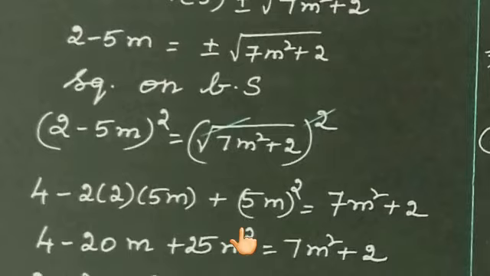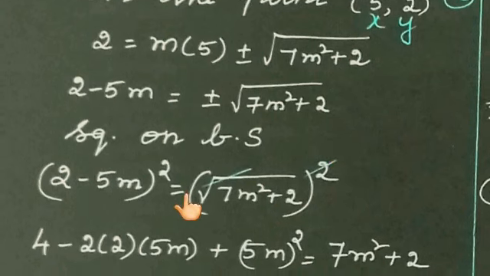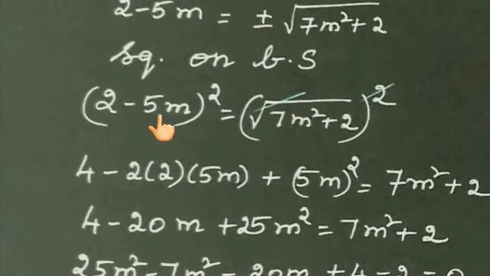Now bring this m5, that is 5m, to the left hand side. So we have 2 minus 5m is equal to plus or minus root of 7m square plus 2. To make the square root vanish, let us square on both sides. 2 minus 5m the whole square is equal to, so plus or minus when squared obviously becomes positive, so we need not write the plus or minus here, root of 7m square plus 2 the whole square. Now square and square root vanish. Okay. Now this is of the form a minus b the whole square.